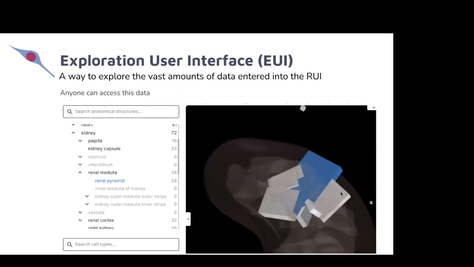Coming to the next, we have the exploration user interface, where once the registration has been done for multiple tissues, we have an interface where we can explore the data. Exactly, is it a perfect match, is it perfectly aligning with the tissue block which we have in our database? As you can see on the left hand side scrolling, we have heart, kidney, with multiple subunits like papilla, kidney capsules, renal medulla, with the renal pyramid showing on the right hand side. And there is the renal cortex. For now, we have mapped a lot of organs in our database, and this is just one organ that I'm showing here right now.